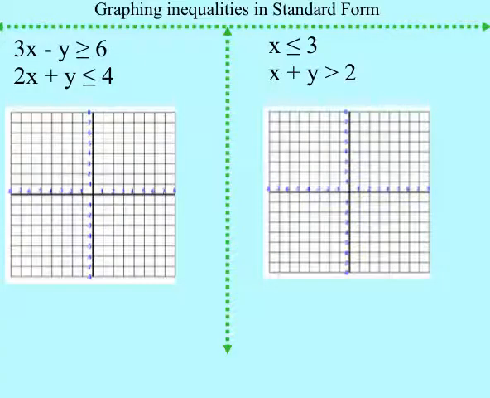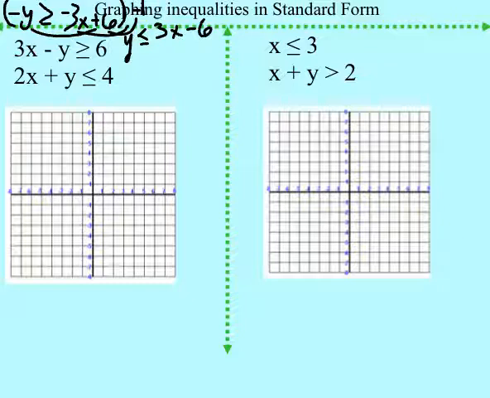Here's two examples where they didn't give us slope-intercept form. So you still got to be able to manipulate these to what we want. I would say this is negative y greater than or equal to negative 3x plus 6. Then I got to multiply by negative 1. When I do that, I get y, flip the sign, 3x minus 6. That's below and solid. So below negative 6.